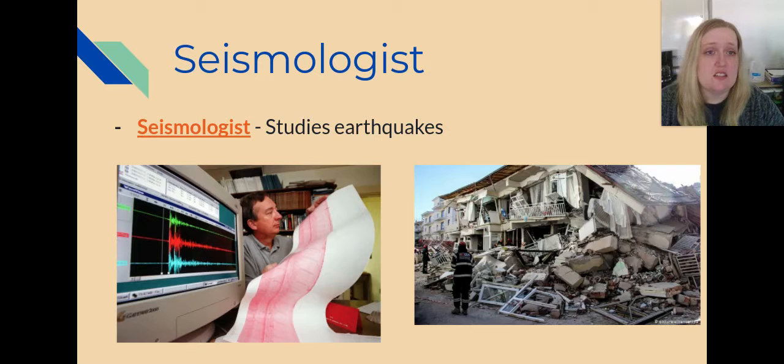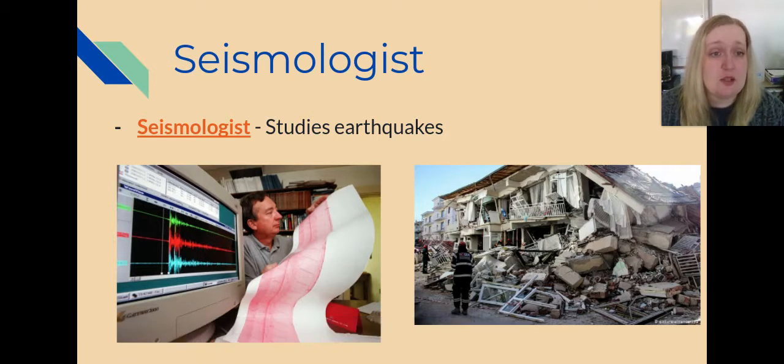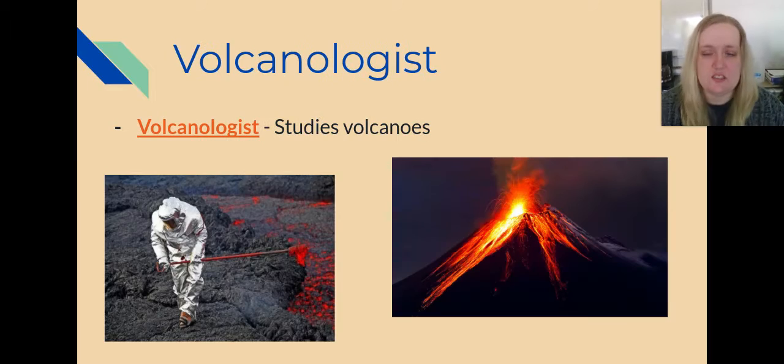Next one is a seismologist. A seismologist is an individual that studies earthquakes. So this person down here, this is the picture that you will see. He is actually looking at what's called a seismograph, and a seismograph looks at the intensity of earthquakes by looking at the different waves that are formed from the vibrations of the earthquake itself. So it's a seismologist.